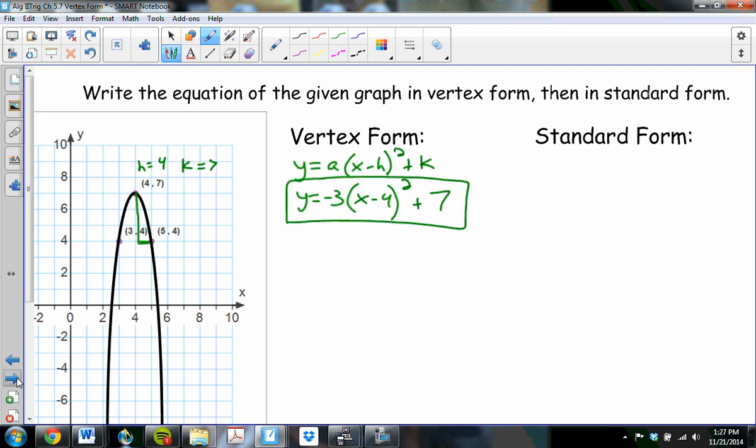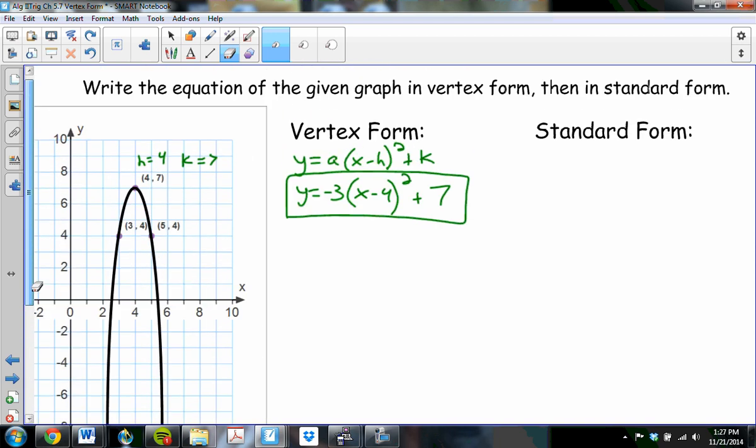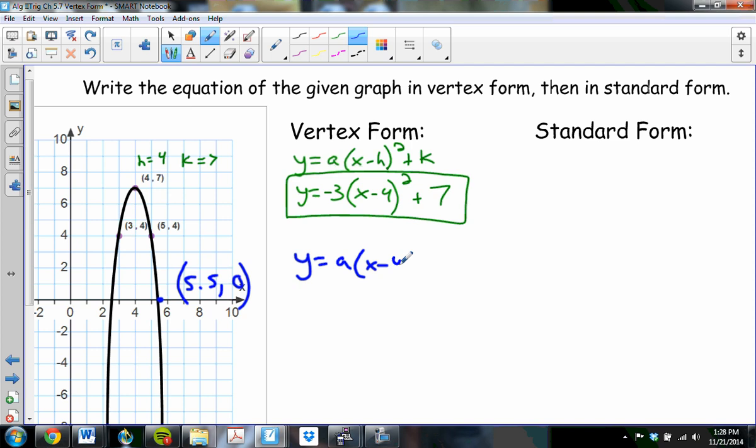Suppose that we didn't have this point right here. Suppose we had some other point that wasn't one step off the vertex. Let's pretend like this is the point 5.5 comma 0. I don't think it is, but pretend that it is. Well, I would have this. I know this much already. I know that there's my h and there's my k, and I get that because I know this vertex. I'm pretending like I don't have these points to work with.